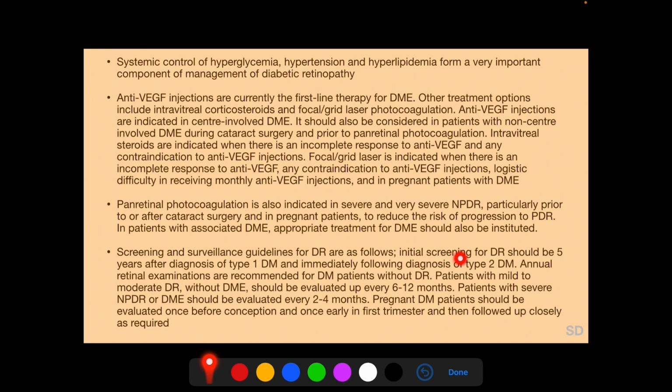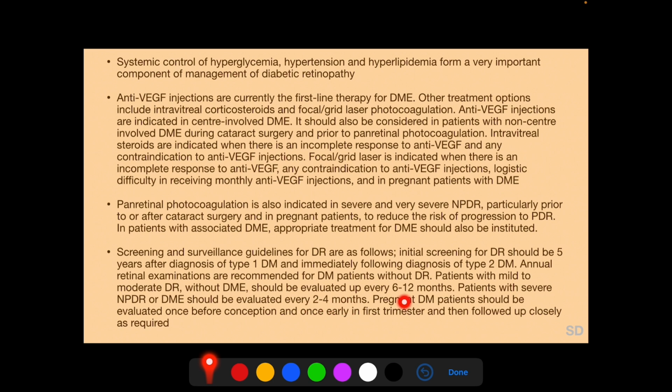Initial screening for diabetic retinopathy should be 5 years after diagnosis of type 1 diabetes mellitus and immediately following diagnosis of type 2 diabetes mellitus. Following initial screening, annual retinal examinations are recommended for diabetes mellitus patients without diabetic retinopathy. Patients with mild to moderate diabetic retinopathy without diabetic macular edema should be evaluated every 6 to 12 months. Patients with severe NPDR or diabetic macular edema should be evaluated every 2 to 4 months.